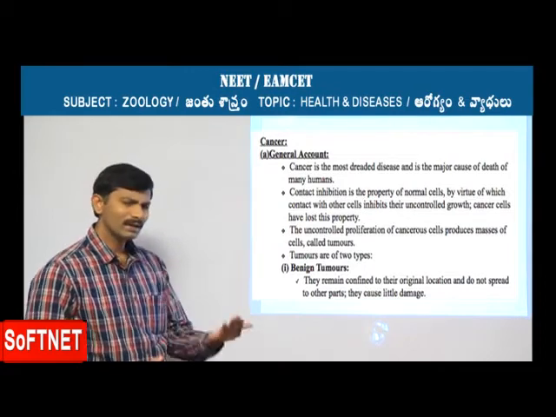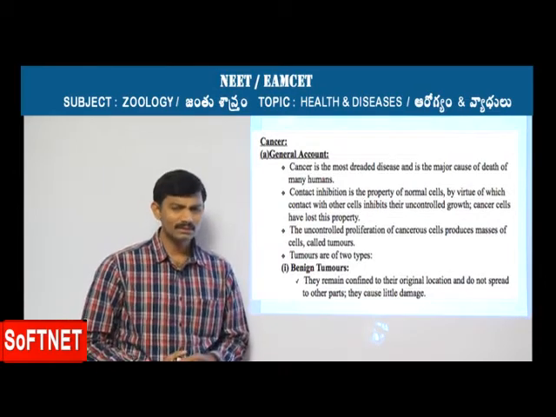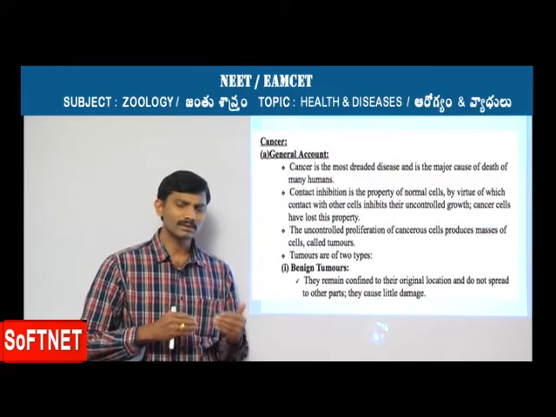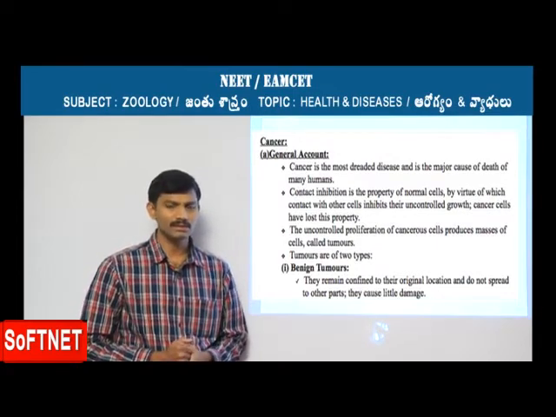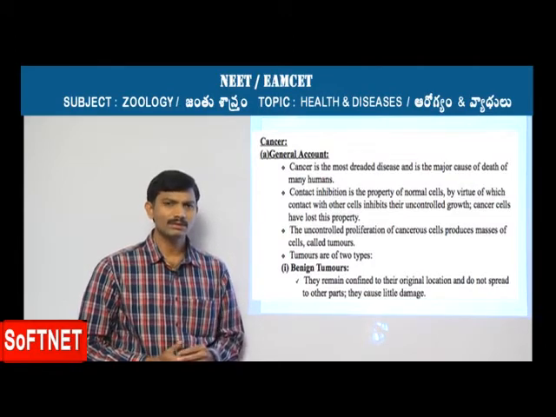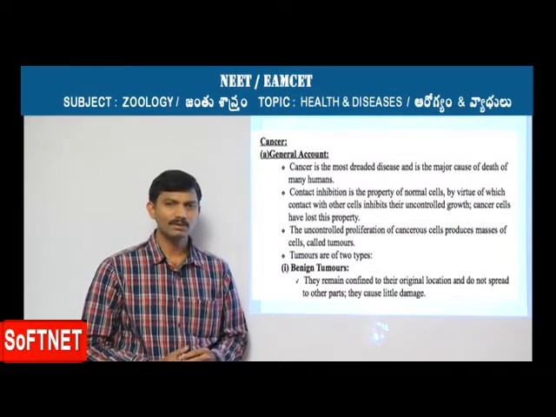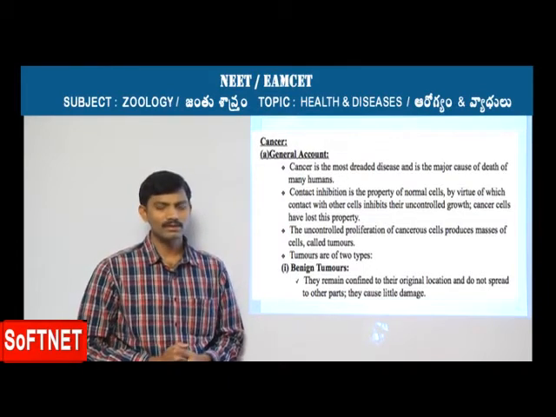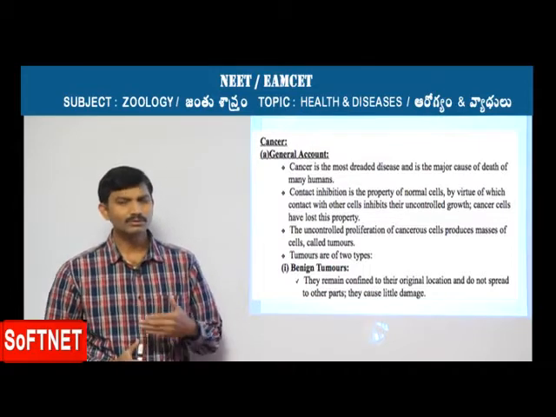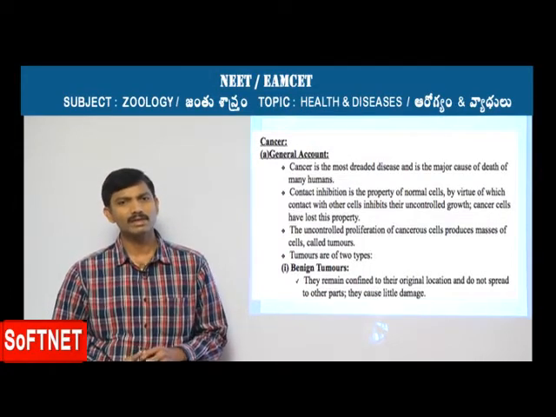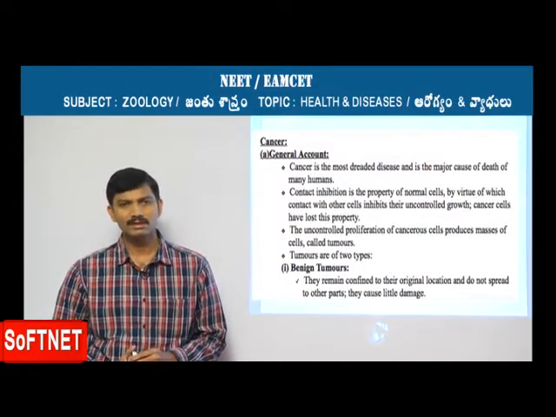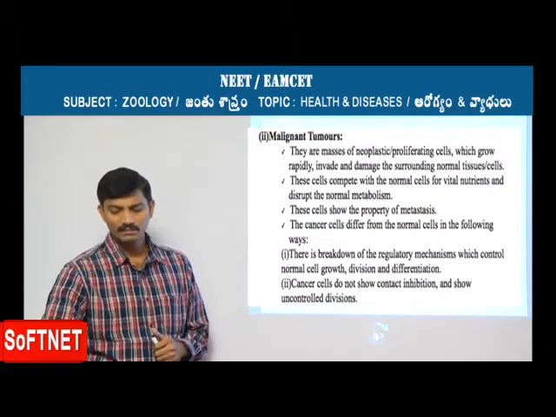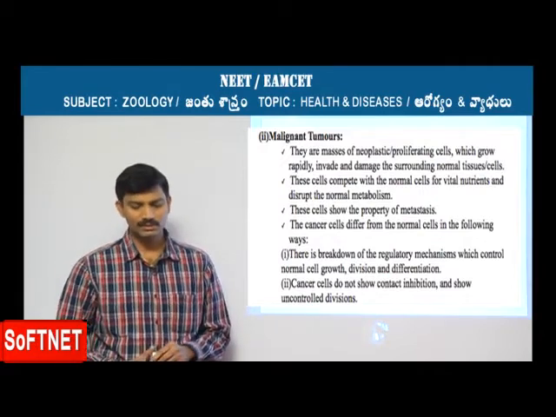Then there is another classification, the pre-malignant tumors, in which the cells start transforming into cancerous cells. It is a condition before it actually transforms into cancer; it is not completely transformed into cancerous tissue, but in due course of time it is going to transform into a cancerous condition. That condition we call pre-malignant. And the second type is the malignant tumors.